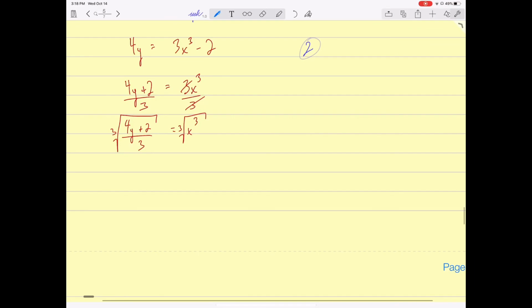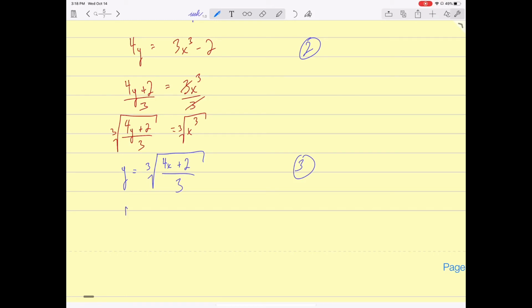And then in our last step, I'm going to swap x and y. So I would have x equals the cubic root. Oh, I'm sorry, y equals. Got to swap those. So y equals the cubic root of 4x plus 2 over 3. So your inverse function would be the cubic root of 4x plus 2, all over 3.